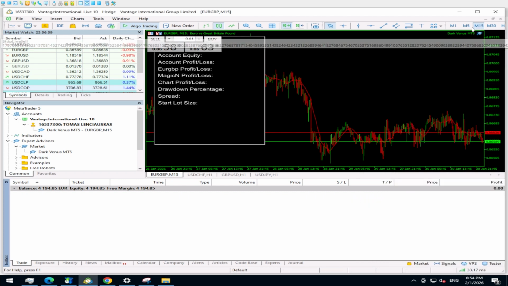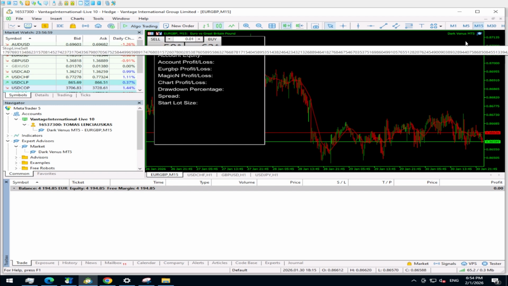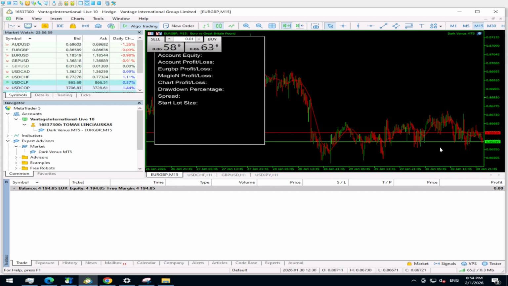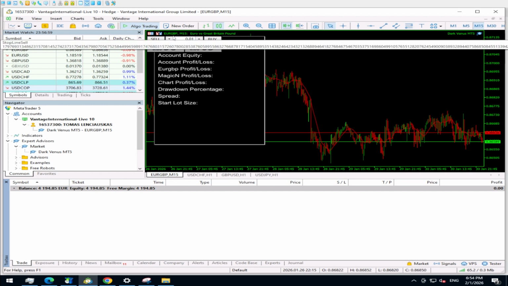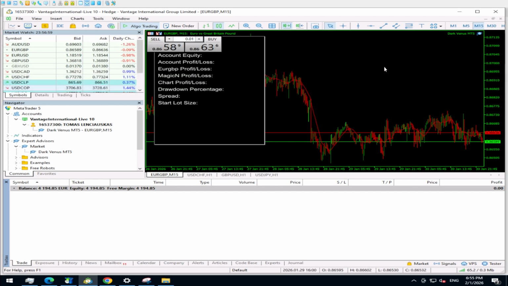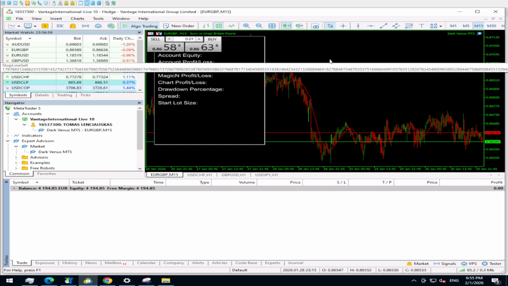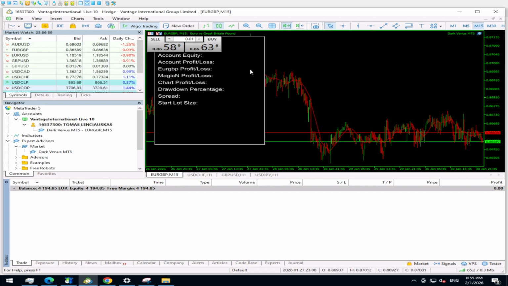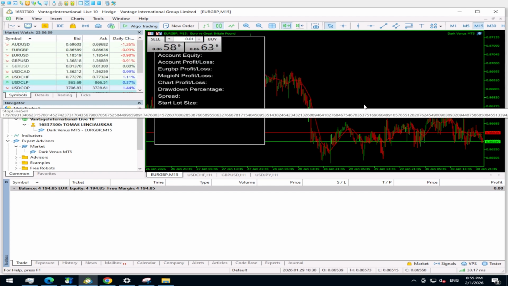As you can see, I have already set up the Dark Venus on the 15-minute time frame for Euro GBP. I chose this pair because it has the most sideways movement, because the Euro and Great Britain economies are interconnected, so the overall movement of the charts is usually sideways. But let's not get into this. I'm gonna add more videos about the Dark Venus, what settings I'm using, and where I'm getting these settings, but let's not get into this right now.